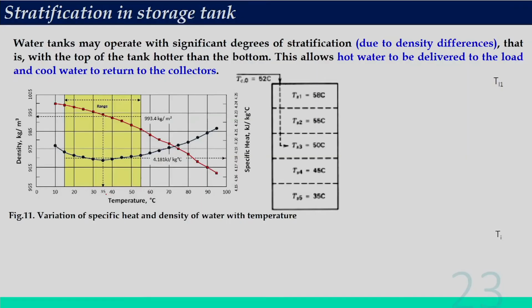Okay. So that way, if this temperature difference is significant, that is the required temperature and then the ambient temperature. So this stratification is very, very important. And this plot shows the variation of density with temperature and variation of specific heat with temperature.